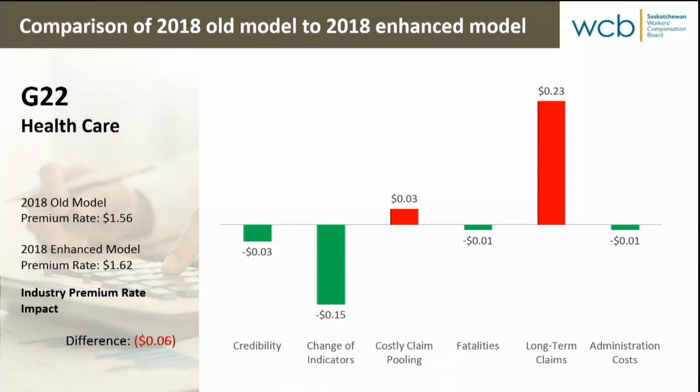When we look at credibility, under the current model, G22 was 94% credible. So what we would do to get it to 100% is use the board level. In this case, the industry cost experience was better than the provincial average, which caused your experience to look like it was maybe a little bit worse than it was.